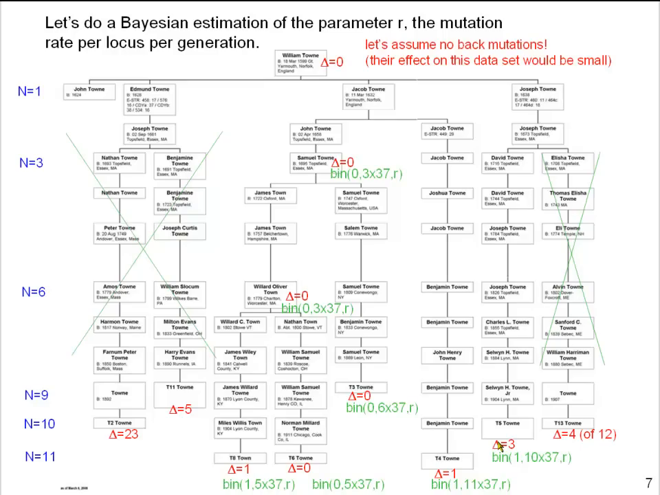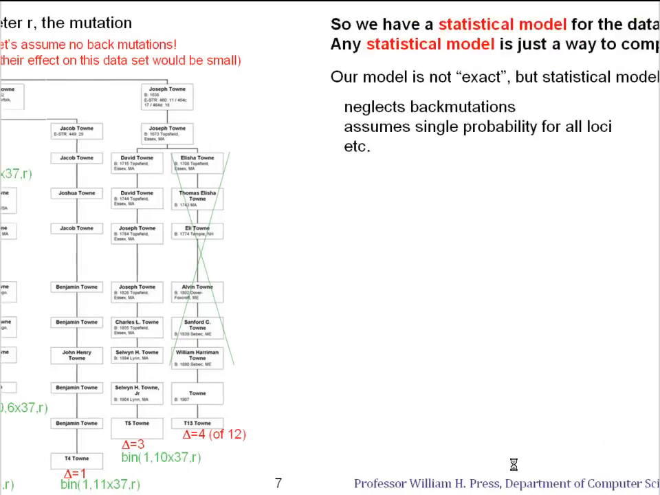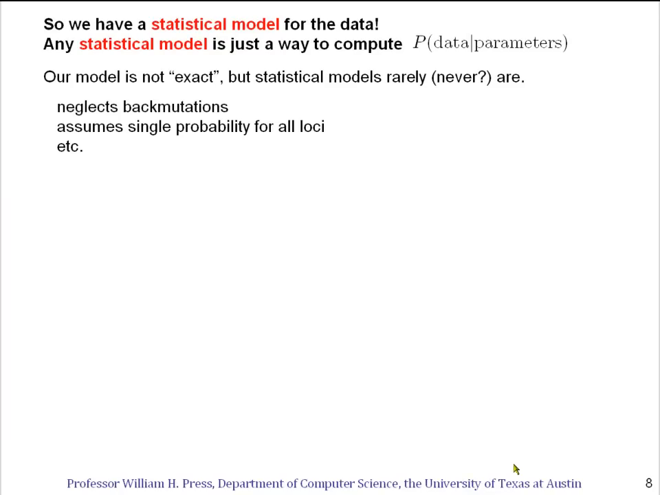And now we're in a position, we've unraveled the conditional probabilities, and we've written down an expression, these binomial probabilities, for what we need to know. And we can now write down a statistical model for the data. What is a statistical model? A statistical model is just another way to say we have a way of computing, as Bayesians, the probability of the data given the parameters, right up here. Our model is not exact, but as we'll learn a lot in this course, statistical models are rarely, maybe never, exact.